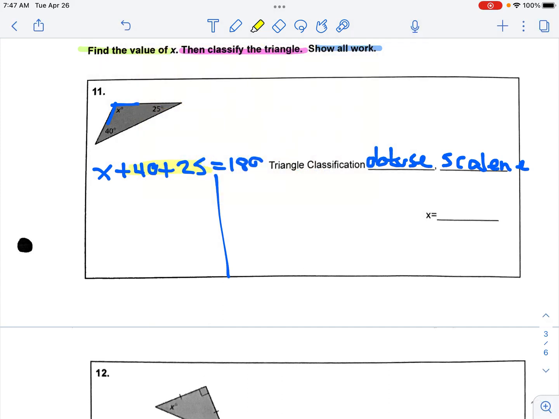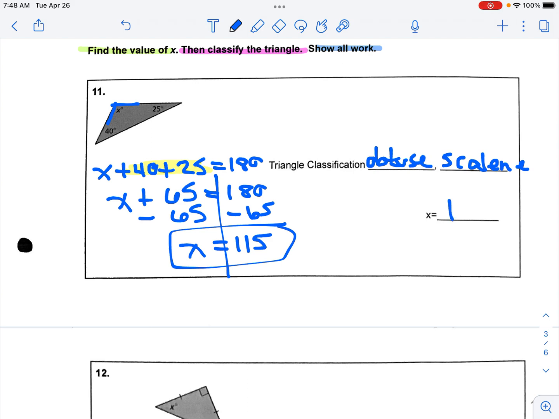Okay, so combine your like terms. So x plus 65 equals 180 degrees. Undo the addition, subtract 65 from both sides. X equals 115 degrees.